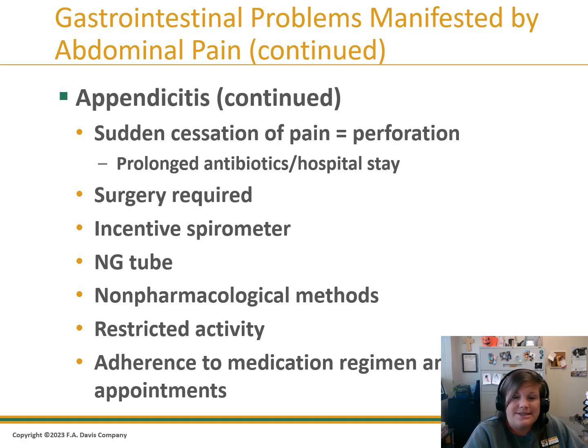Unfortunately, in some instances, the surgery is not performed fast enough. Maybe the diagnosis is not made quickly enough, and what they end up experiencing is this sudden relief of pain. And you would think, oh, that's great for the patient, but it's actually not, because anytime that pain that has been constant is just suddenly resolved is actually an indication that the appendix has now perforated. And that's dangerous, because with perforation, now we've allowed all of that infection that was culminated in that one location to now be spread throughout the abdominal cavity.